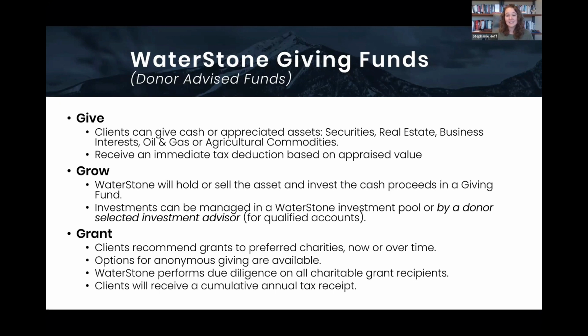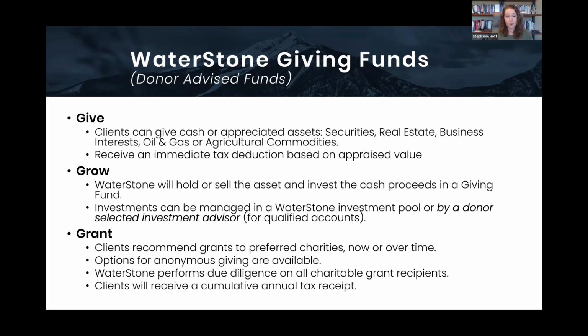And the granting side of the house is really where we get the joy of giving. We've now created more resources available to give to your preferred charities. So we have an online donor portal. You can log in, recommend grants to your preferred charities now or over time. We can send all of the proceeds out as soon as there's a sale. We can send out funds over the next 5, 10, 15 years. Or we can run it like an endowment. We can send out income generated and create a legacy of giving through these accounts.